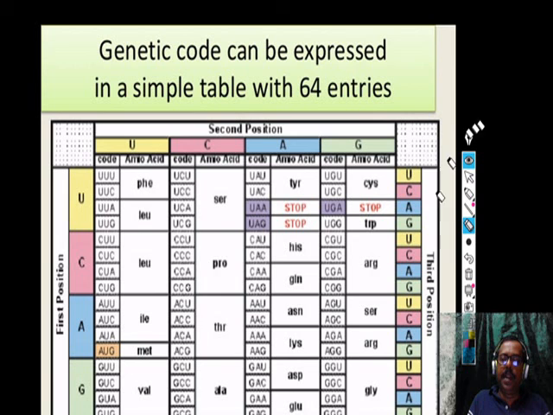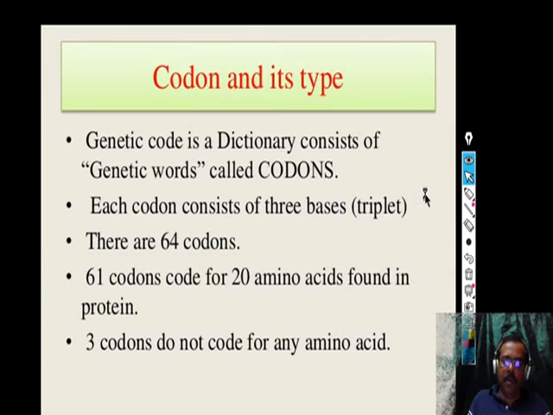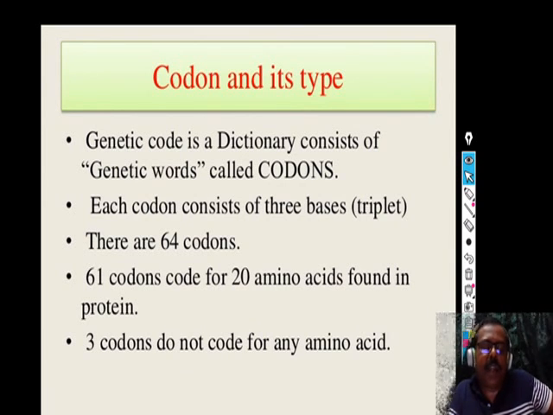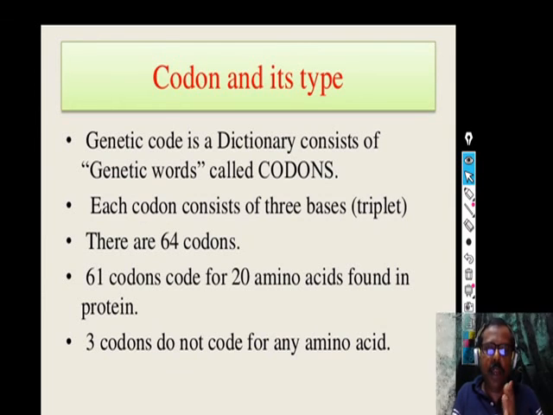Now we'll see in our next slide the important concept, the codon and its types. The genetic code, as we have mentioned, is nothing but a dictionary, and each codon consists of 3 bases which code for the amino acids. There are 64 codons in total. 61 codons code for the 20 different amino acids, and 3 codons are the termination or stop codons, based on which the synthesis of protein will stop.